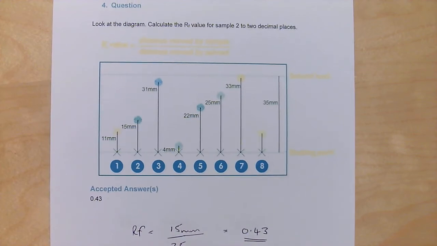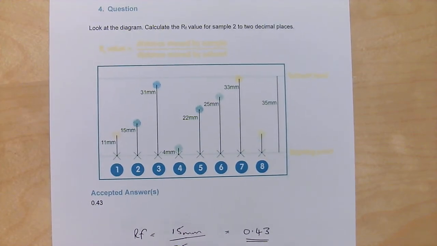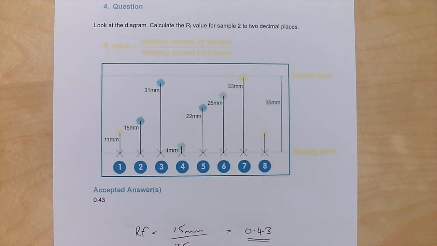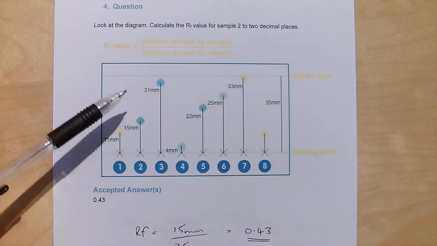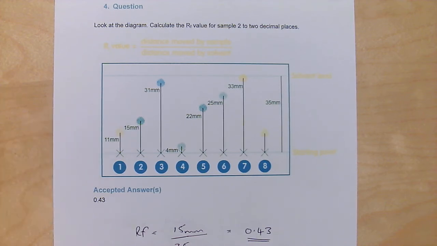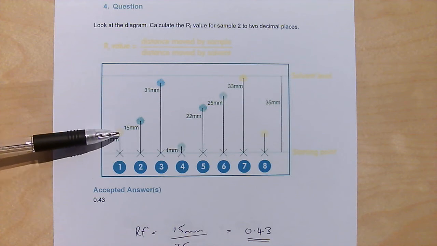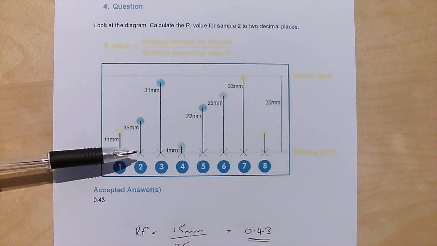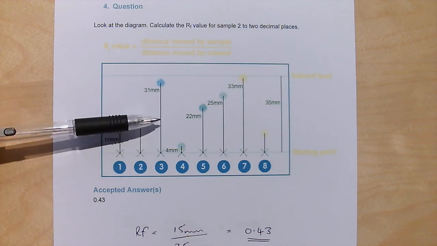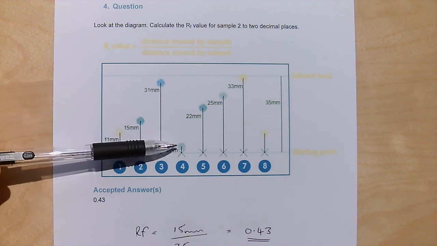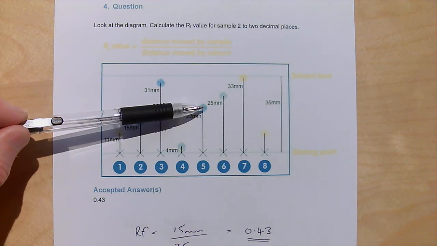Okay, number 4 then. This is all about calculating RF values. Okay, so this gives us an indication. An RF value gives us an indication of how soluble a solute is in the solvent. The more soluble the solute is, the further it will travel up the chromatography paper from the start line. Okay, so there's my start line, and you can see substance 1 travelled 11 millimeters from the start line. Substance 2, 15 millimeters. Substance 3, 31 millimeters. Substance 4, 4 millimeters. Substance 5, 22 millimeters.